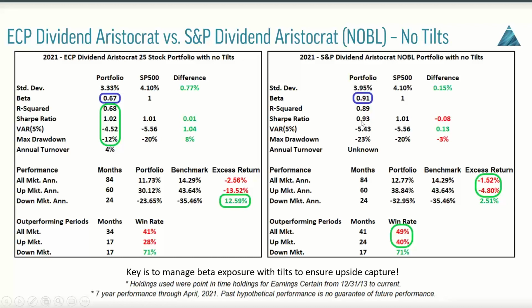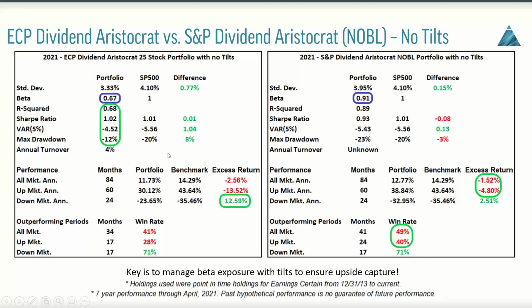So the idea here is that it's return per unit of risk, right? So you're getting a little bit better returns here for the ECP Dividend Aristocrat for every unit of risk that you're taking on. And we use standard deviation, obviously, as that unit of risk measurement. Your value at risk, obviously much lower.